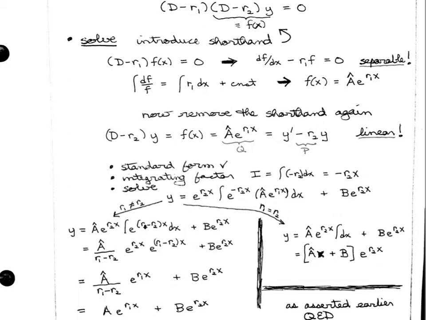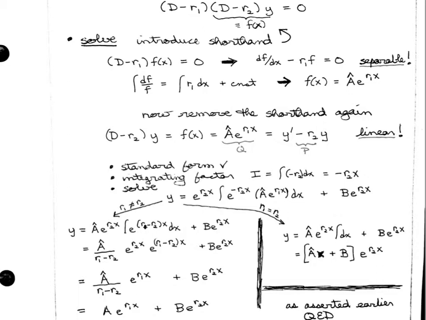But if r1 and r2 are actually identical, then we notice that the r1 and the negative r2 in our exponential will actually cancel one another out, and our integral will be simpler. It'll be a hat e to the r2x is the factor outside. The integral is simply an integral over dx, which yields x. And we still have the extra term from the other integrating factor coming along for the ride, and so the full answer is now a hat x plus b, both multiplied by the same exponential factor involving that one identical root.